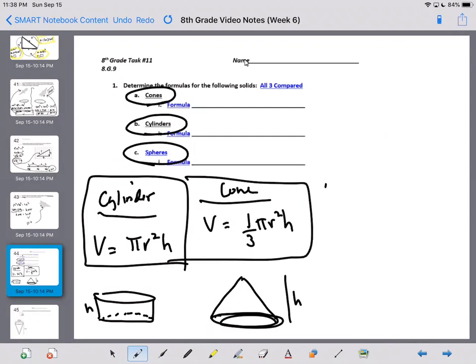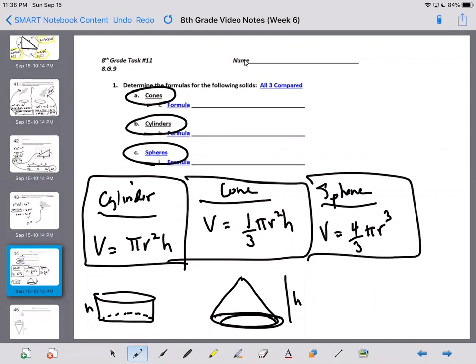And then looking at the sphere, we have volume is equal to 4/3 pi r cubed would be the formula. Notice that they all have pi involved in the formula because of the circular piece that's built in.